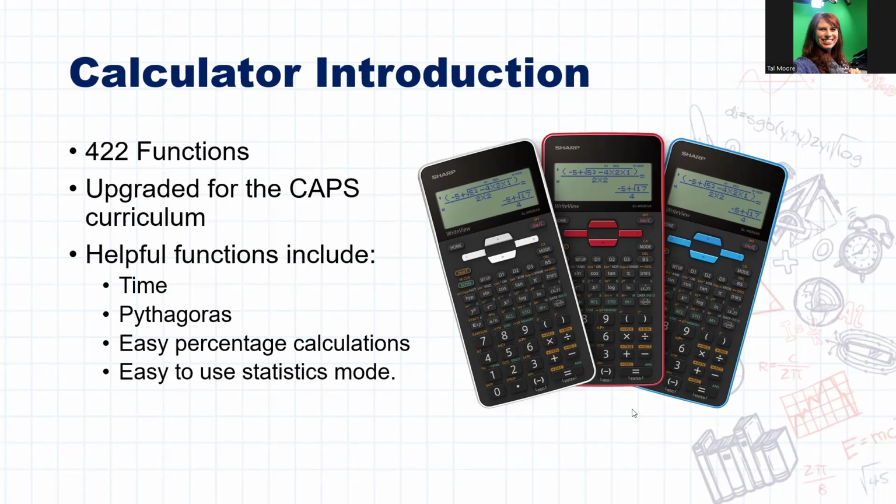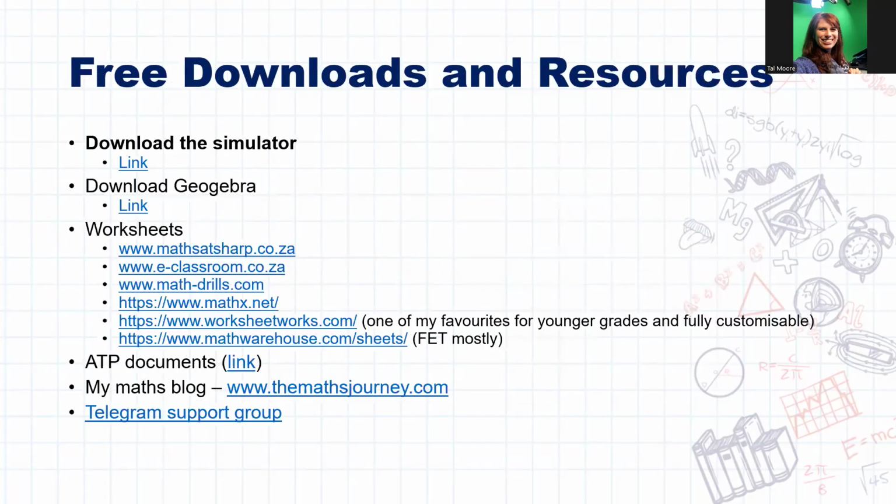So the calculator that we're looking at is the Sharp EL-W535SA. It comes in these beautiful colors, and it's got over 420 functions. And so there's some really nice things that we can do, particularly for Mathslets on this calculator.